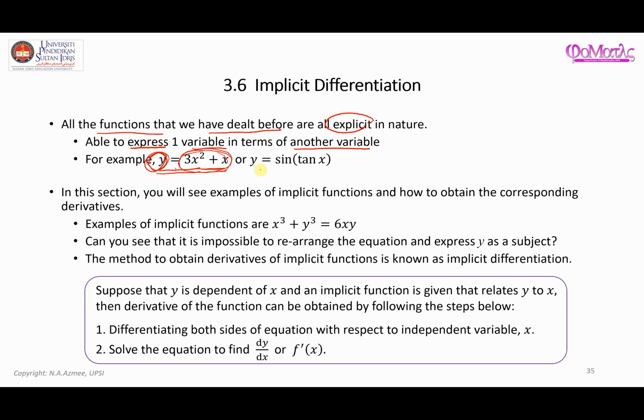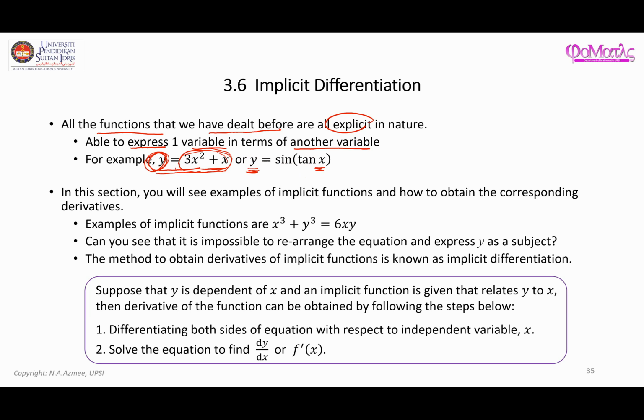And the same thing for this one. Here we are able to express y, so y is the dependent variable, and x is the independent variable, so x is on this side and y is on the other side here. So that is the idea of an explicit function.